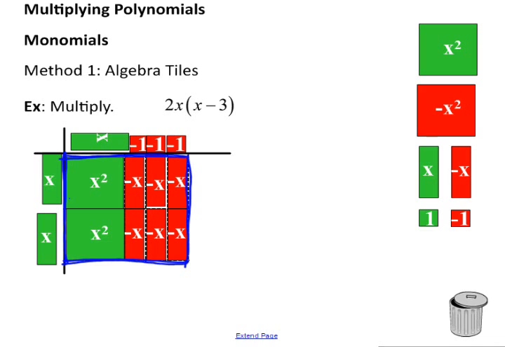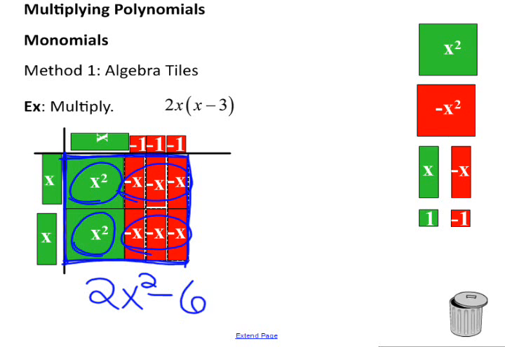Your answer, I have this x squared and this x squared, so altogether I have 2x squareds. The negative x's, I've got 3 here and 3 here. Altogether I have 6 negative x's, or negative 6x.